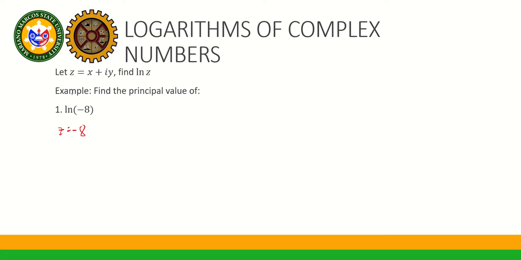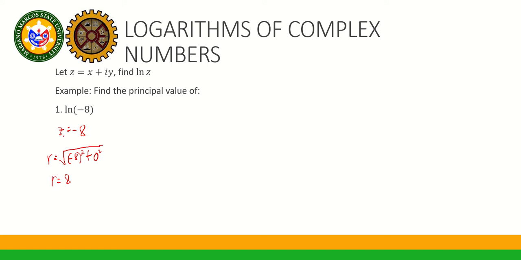Okay, so we find r. So, yung r natin will be equal to r is equal to the square root of, real natin, -8 quantity squared plus our imaginary is 0. So, yung z natin, yung complex number natin is a pure real. Okay? Pure siya na real number. So, our modulus is 8.